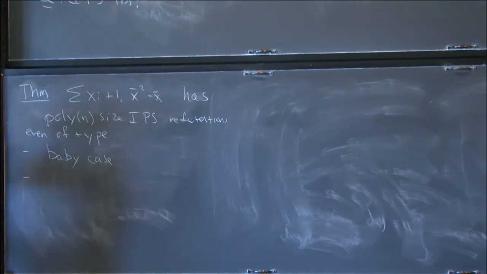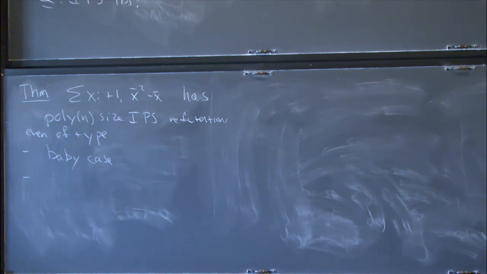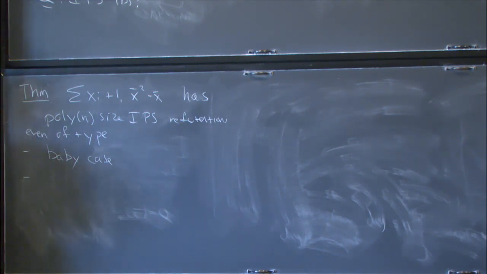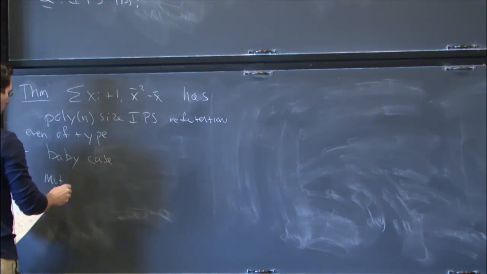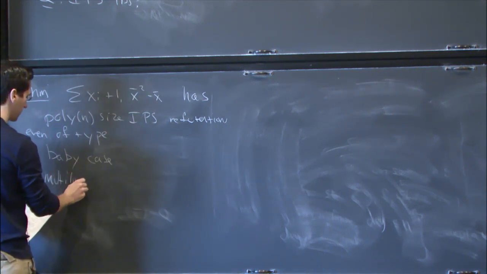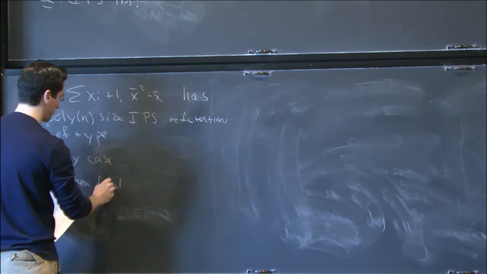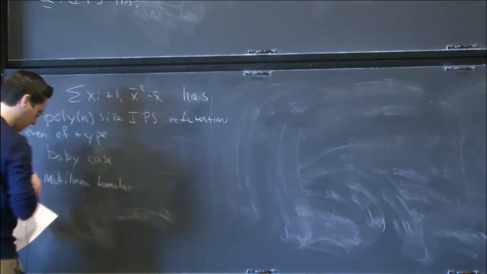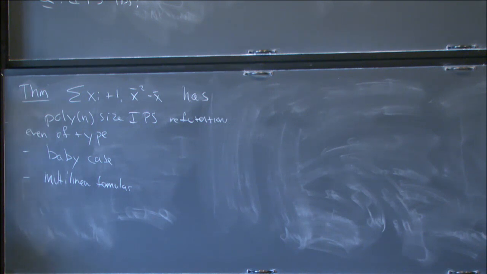But one of the things that you should note about this system here is that this is actually a multilinear formula. Every variable can only have degree 1. And whenever you multiply or do any intermediate computation, it will also be multilinear. So this system has small IPS refutations which are multilinear formulas. And multilinear formulas are well known because Raz proved super-polynomial lower bounds for multilinear formulas, and it's a natural model for computing multilinear polynomials.